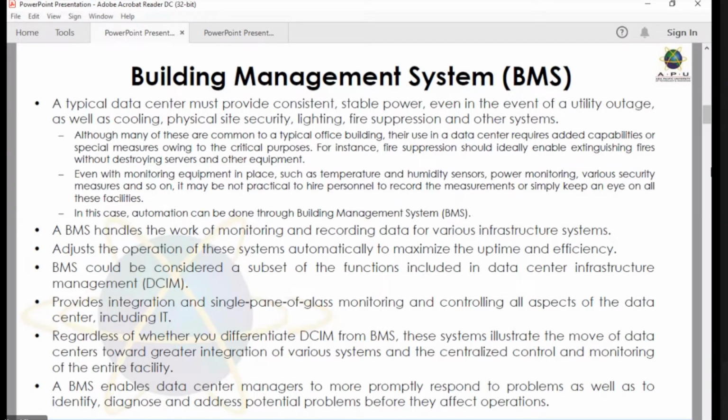So doing it manually is not practical in data centers, okay? It should be automated, right? For everything to be in the system, we require an automated system. A business handles the work of monitoring and recording data for various infrastructure systems. So to automate the system, we have this BMS, building management system, which will handle the work of monitoring.